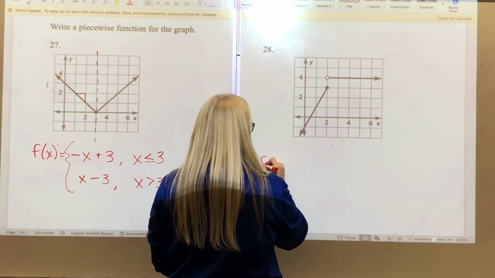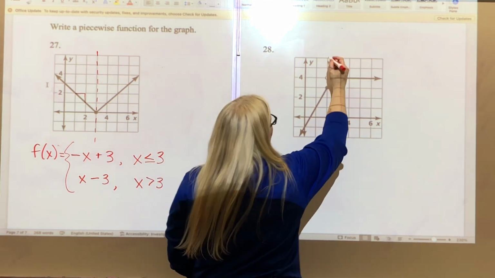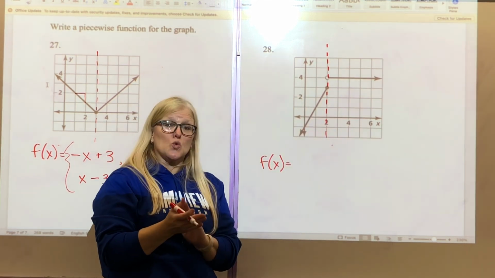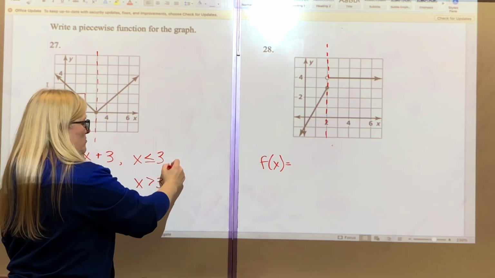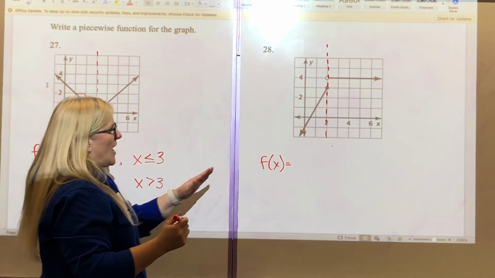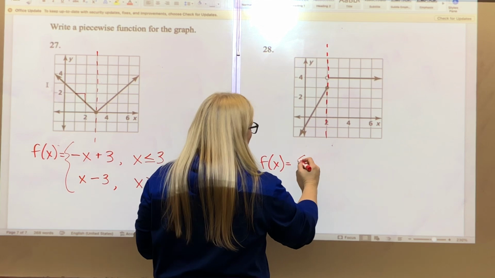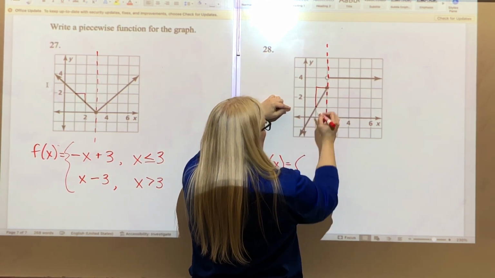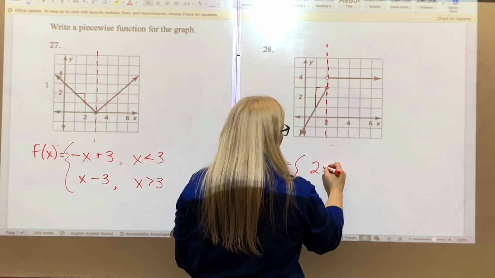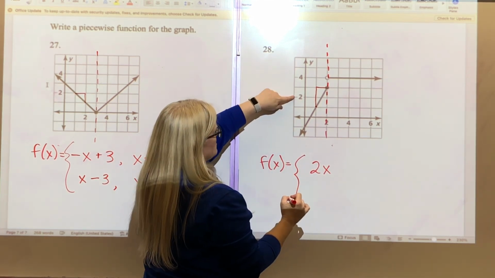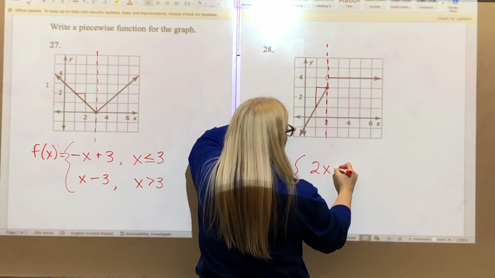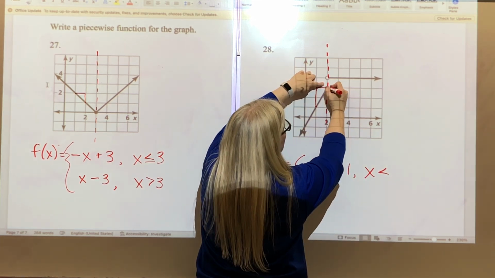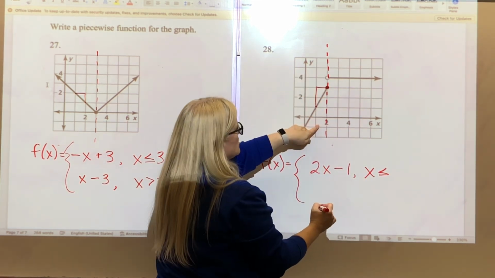Again, I'm going to go left to right. I see that this is going to change at 2. So this number will be 2 instead of 3. I have this line right here, and it has a positive slope, and my slope is 2/1. So I have 2x, and my y-intercept is 2, 1, 0, -1. And this is where x is less than or equal to 2, because I have the dot filled in.